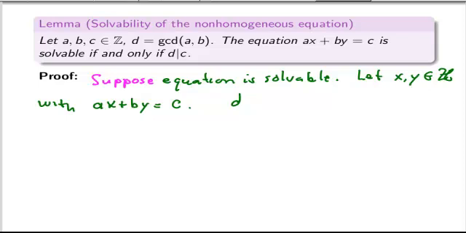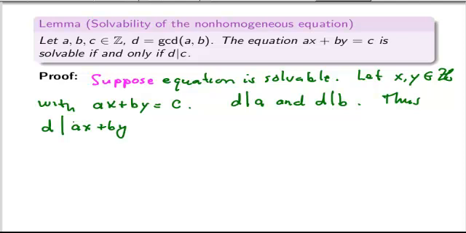Well, d is a divisor of a, and d is a divisor of b by definition of GCD. Therefore, d is a divisor of any linear combination of a and b. That was one of the basic lemmas we proved right at the beginning. So d divides ax plus by. This is a linear combination of a and b, but that equals c. So d divides c.